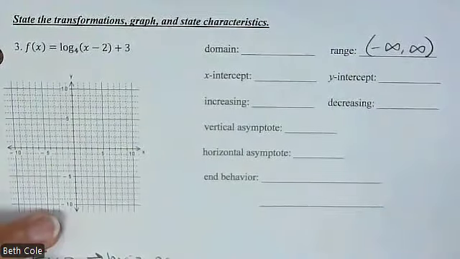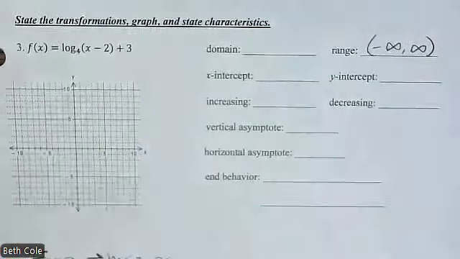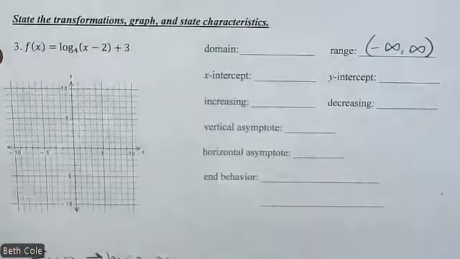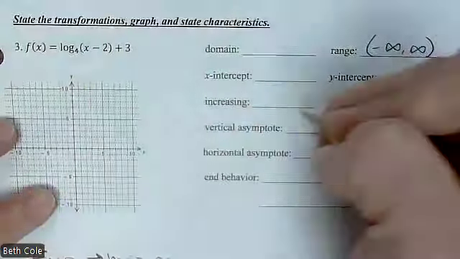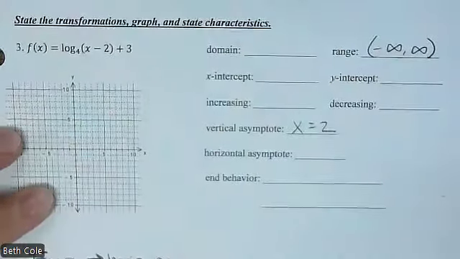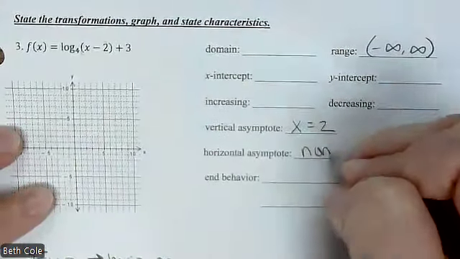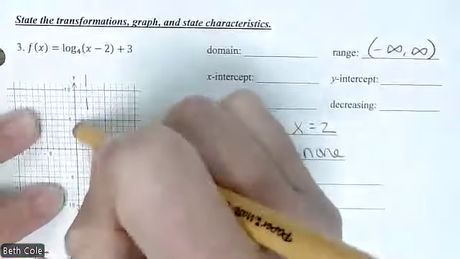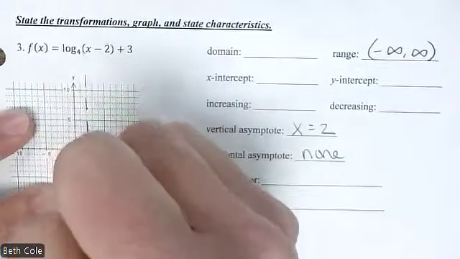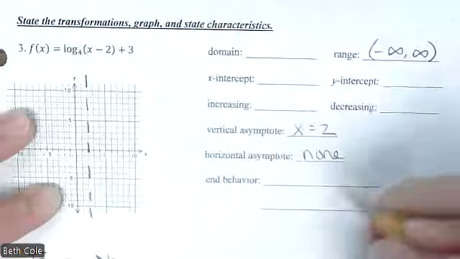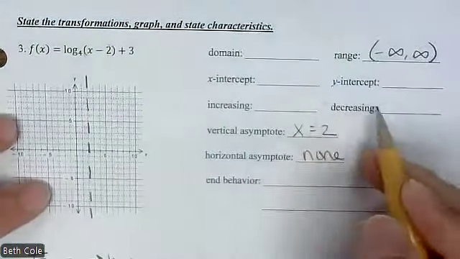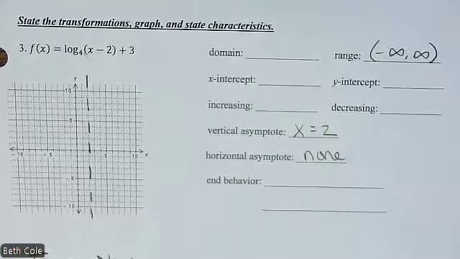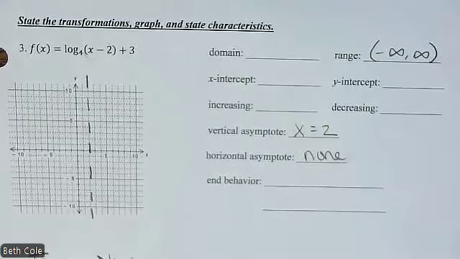That's perfect. Vertical asymptote. Now, typically it's x equals 0 unless you shifted left or right. So we shifted 2 to the right. So it's going to be x equals 2. Horizontal is none. And you can dot that in. You should always get at least 2 answers that are none. One would be either the vertical or horizontal asymptote, and the other would be either the increasing or decreasing. You're always going to have 2 answers at least that are none for these.